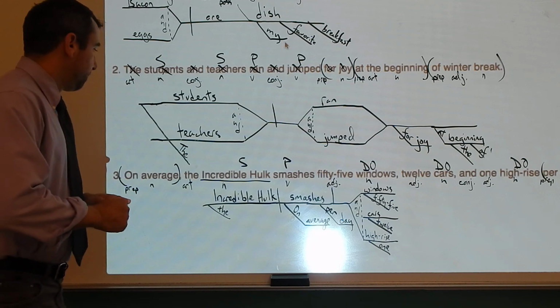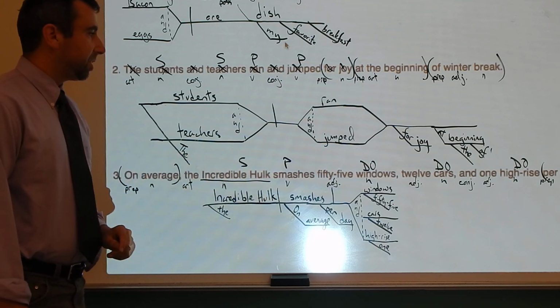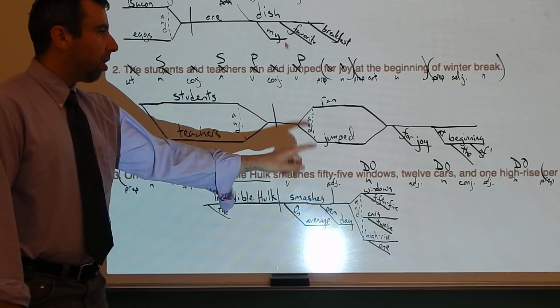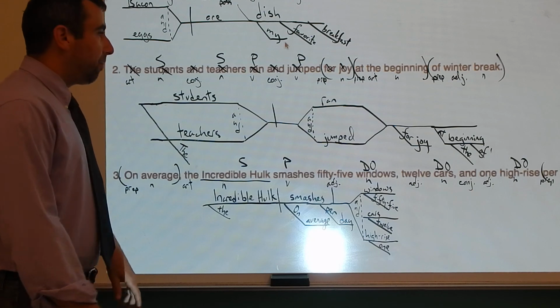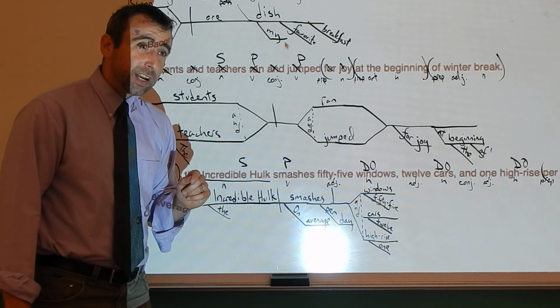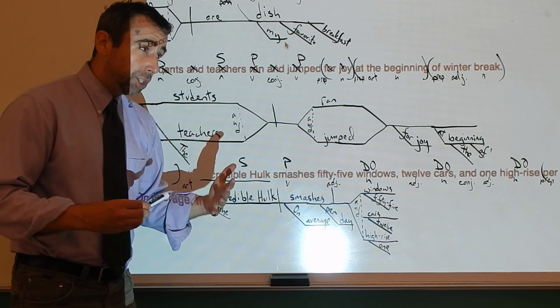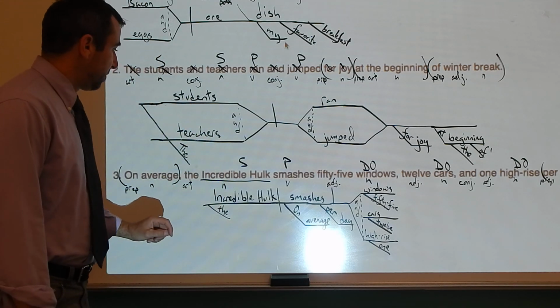All right, here we go. Incredible Hulk is the subject. Smashes is the predicate. Windows, cars, and high-rise are all direct objects. I hope you used your Latin skills, by the way, to realize that per is a preposition, meaning for each. On average is also a prepositional phrase, too.